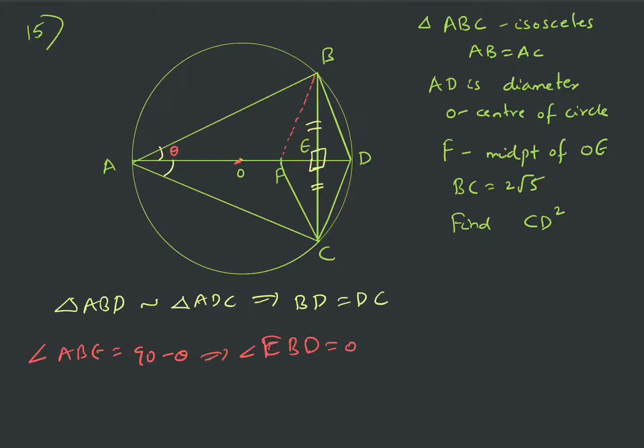Okay, so I mean, you don't write directly in this way, you just write all the steps, that this is 90 minus theta and then this is theta. So this is also equal to theta.